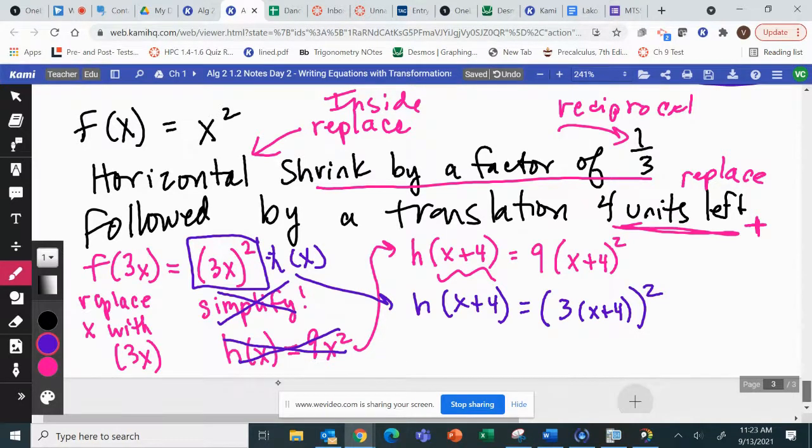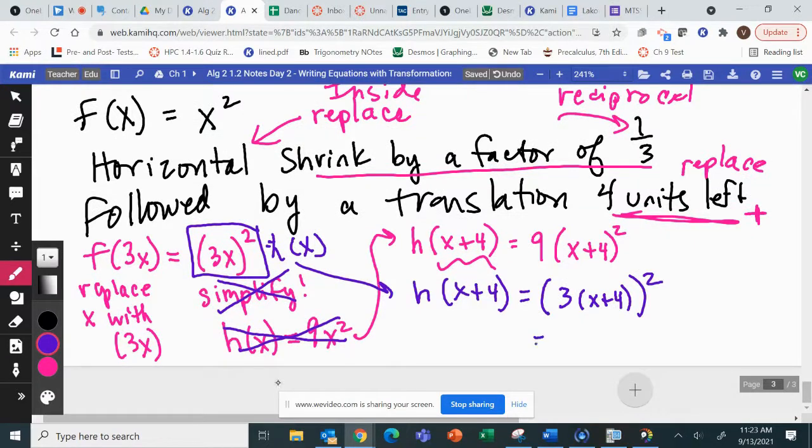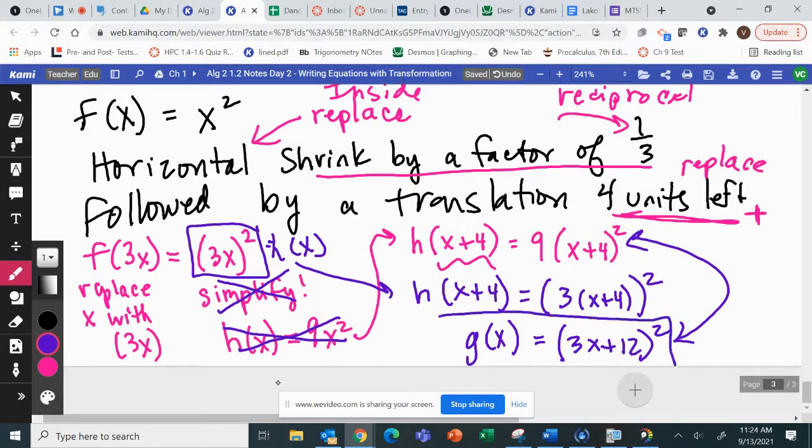But for this one, I could actually simplify at the end. And I would have my g of x. I forgot to write g of x for the first one. I would have my g of x as parenthesis 3x plus 12 squared. These 2 equations are completely, exactly equivalent. They look really different, but they are equivalent. It just depended when I simplified.